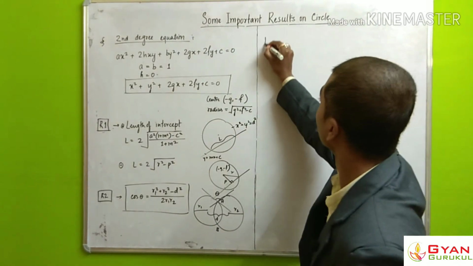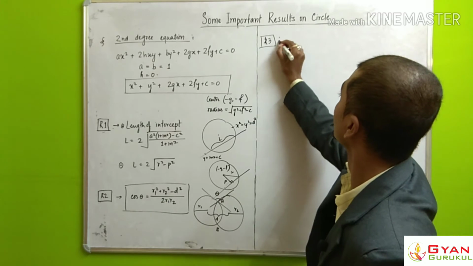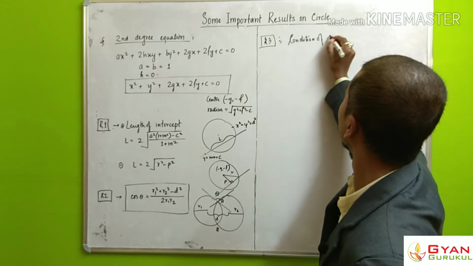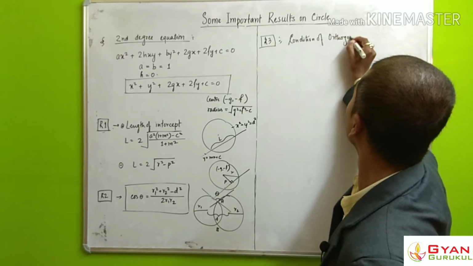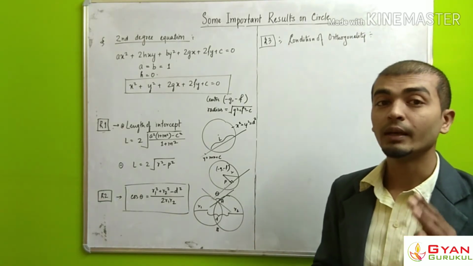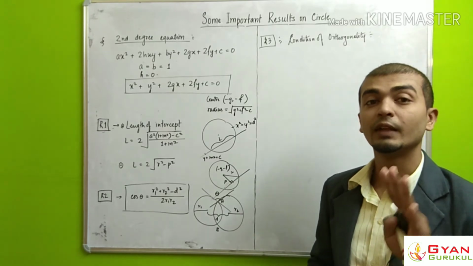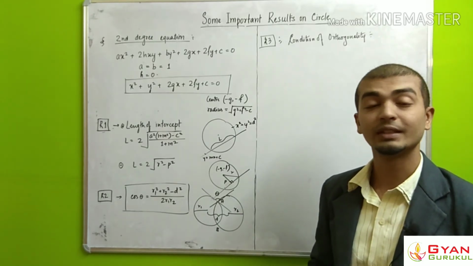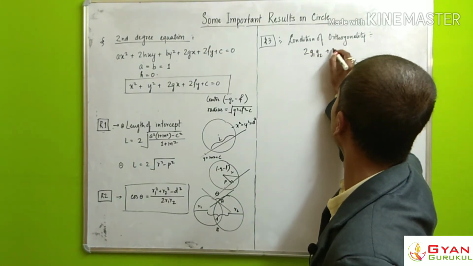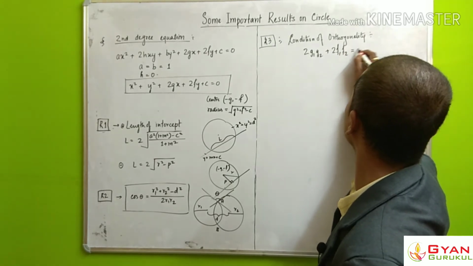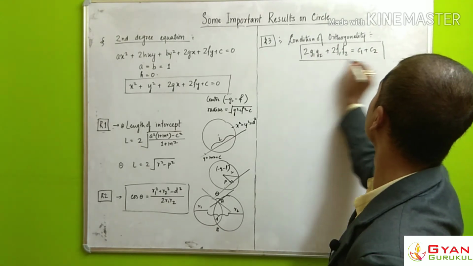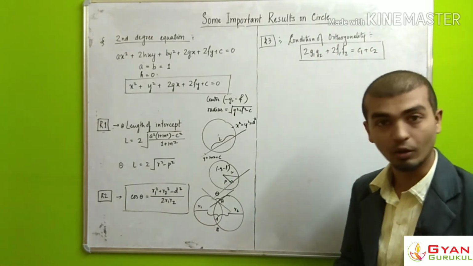Result 3. This is said to be the condition of orthogonality. Now, dear students, orthogonality means 90 degrees. If the angle between two circles is 90, then we say that they are orthogonal to each other. And the condition says 2g1g2 plus 2f1f2 equals c1 plus c2. This is the requisite condition for two circles to be orthogonal.